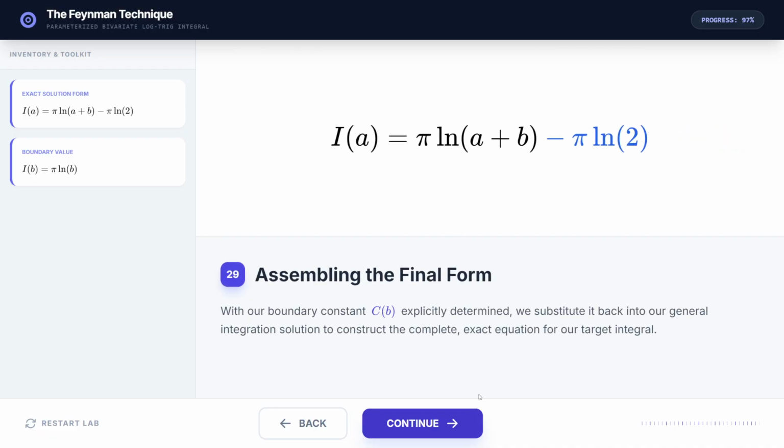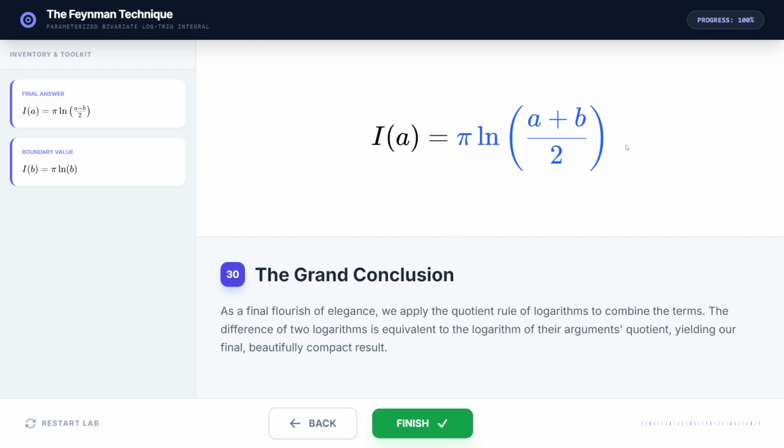All right, so we plug that in, and we have our original I of a is equal to this. And finally, combining those two, we get our final answer for our integral, and it's just pi natural log of the quantity a plus b over 2.